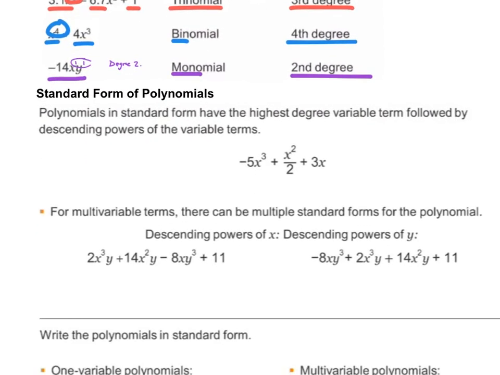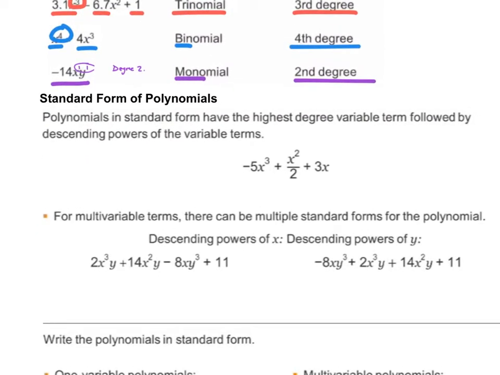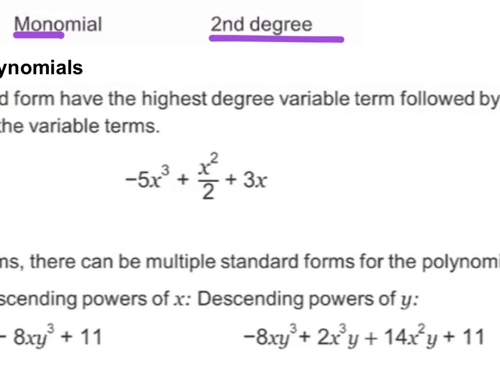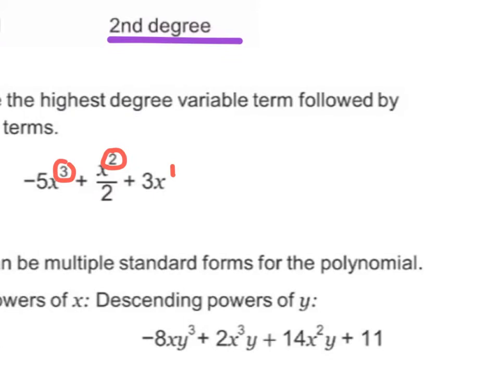All right, the next thing we need to talk about is standard form of a polynomial. So a polynomial in standard form has the highest degree variable term followed by descending powers of variable terms, all right? Notice that your exponents go in descending order, okay? Your first term has a 3, your second term has a 2, and your third term has a 1, okay? So this is in standard form, okay? And that's what I typically do.